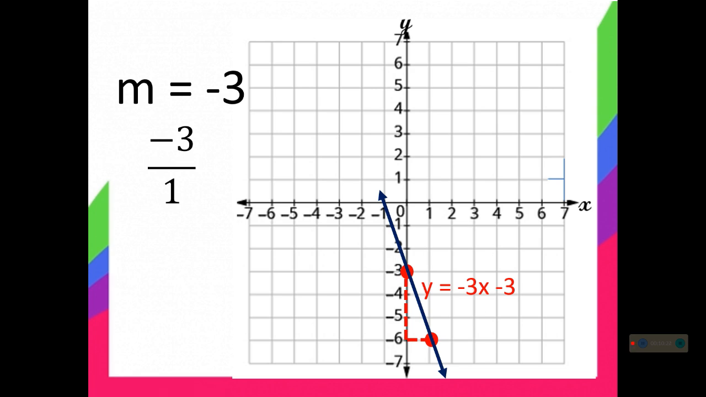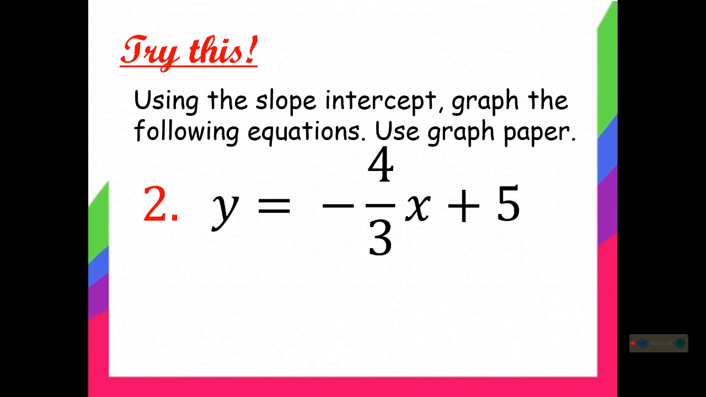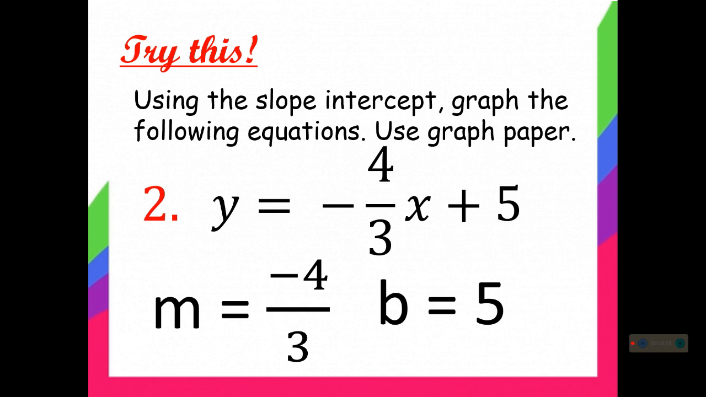I hope you get it. Let's have number 2: y equals negative 4 thirds x plus 5. I will give you time to find the value of our m, or slope, and our y-intercept, or our b. I hope you already have it. The value of our m is, what's your answer? That's correct, we have negative 4 over 3. How about our b? Correct, we have b equals 5.